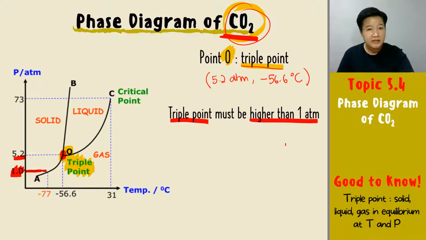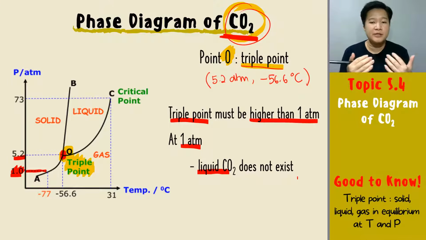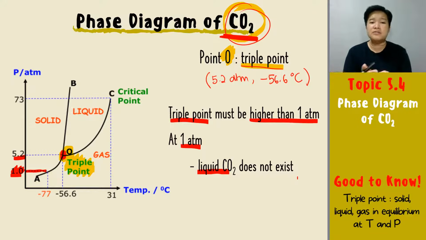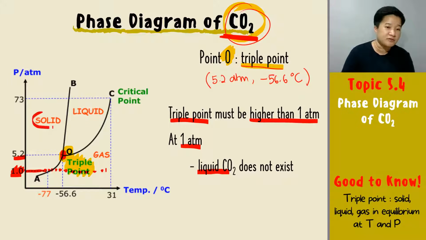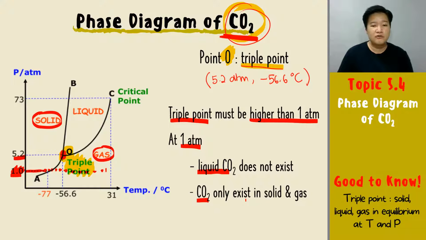Why must it be higher? Why do I keep repeating that the triple point of your carbon dioxide must be higher than 1 atm? Because at 1 atm, at our atmospheric pressure, liquid carbon dioxide does not exist. Have you ever come across liquid carbon dioxide in your life? No, because at our surrounding 1 atm, liquid carbon dioxide doesn't exist. So at 1 atm, as you can see, we will only cross the solid and also the gas. Because at 1 atm, carbon dioxide only exists as your solid and your gas. And the solid that we are talking about is your dry ice.